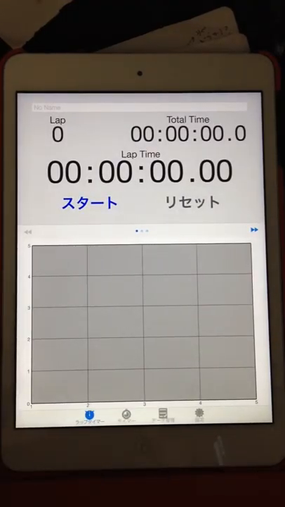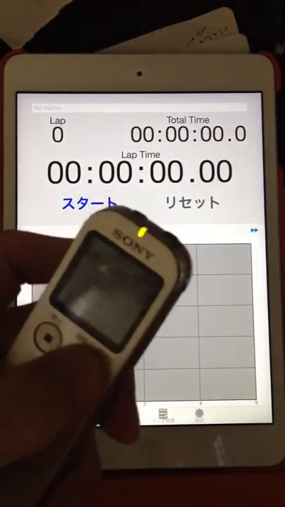Morning, experiment on timing progression. Let's start singing and tapping.